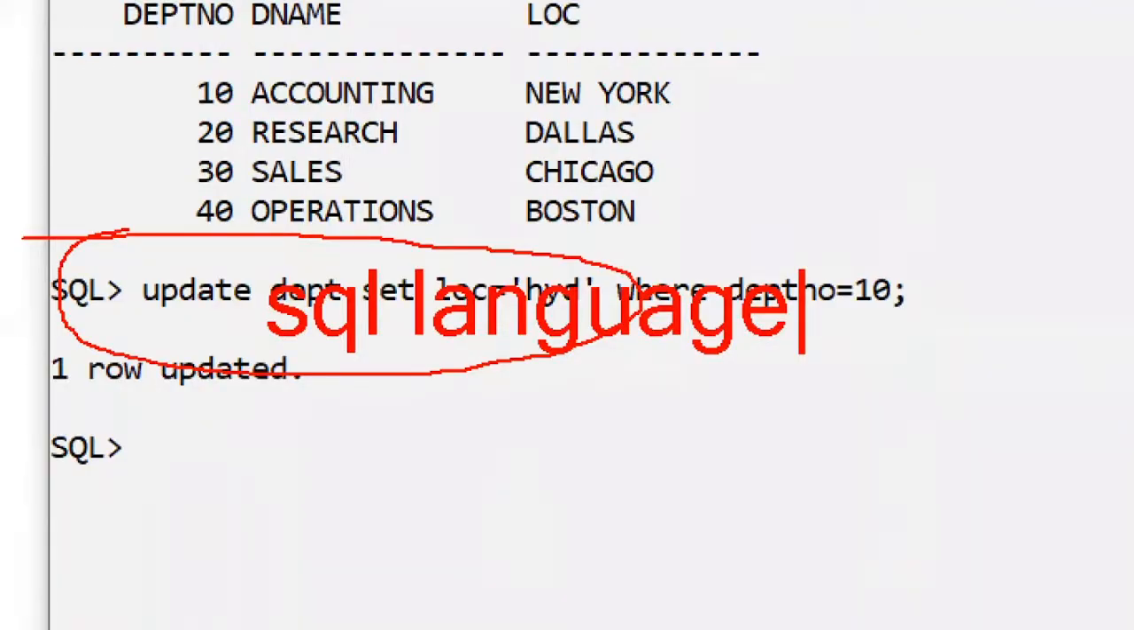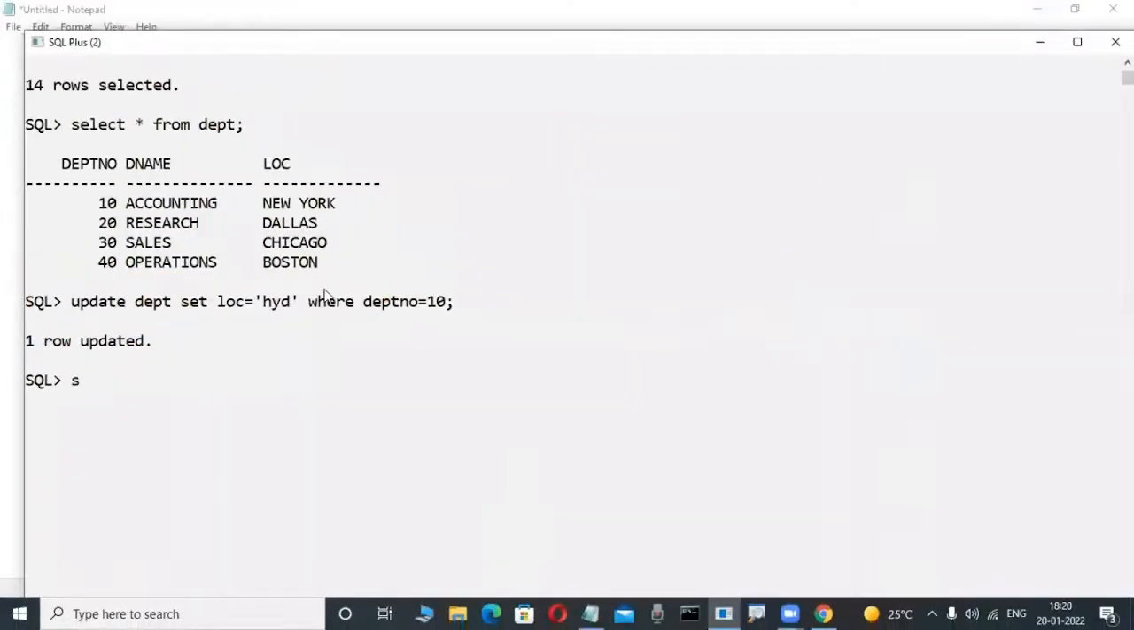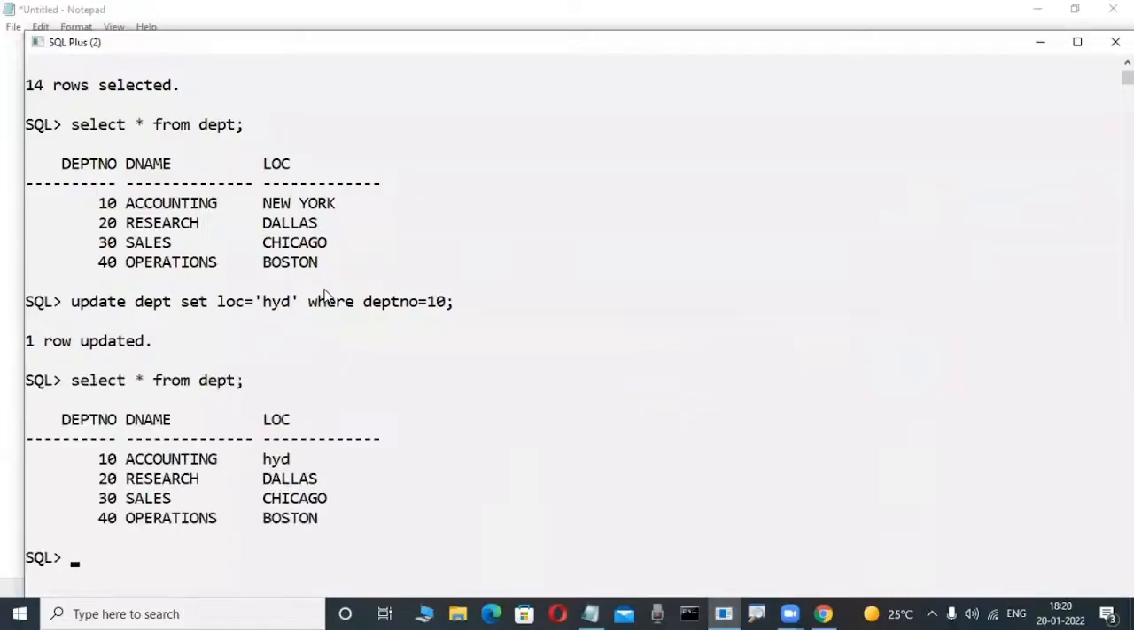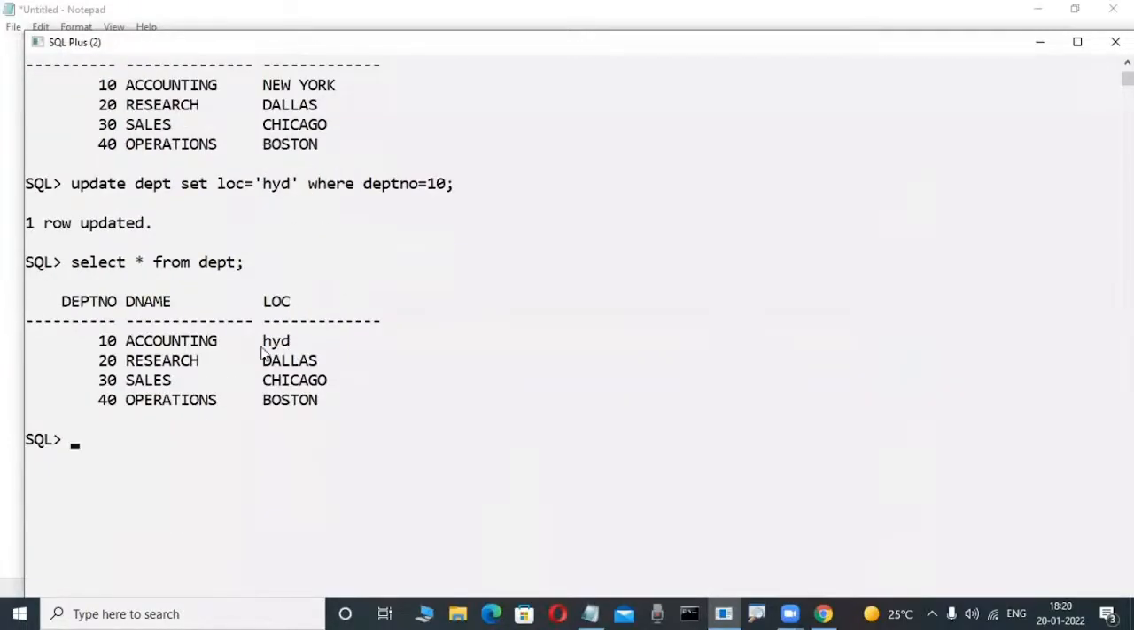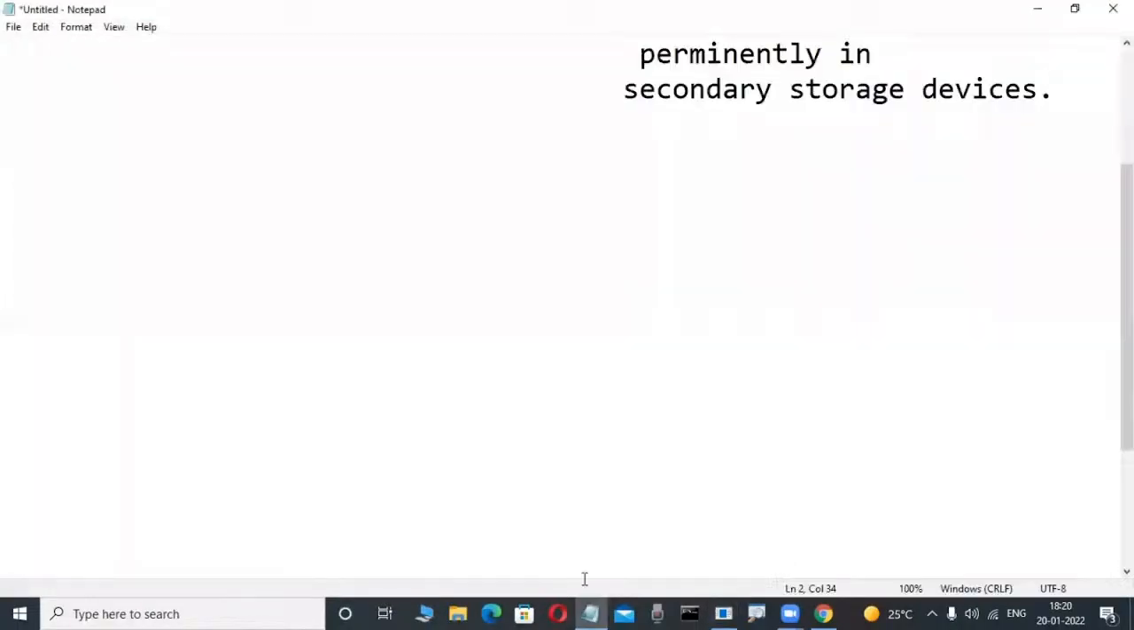Now observe it here. Once we write this type of coding, this is called the SQL language, then automatically it is reflected in your database. Observe it here, your database. In the previous case New York is there, but in this case Hyderabad is the location, or not? Yes. That's why always observe it here.